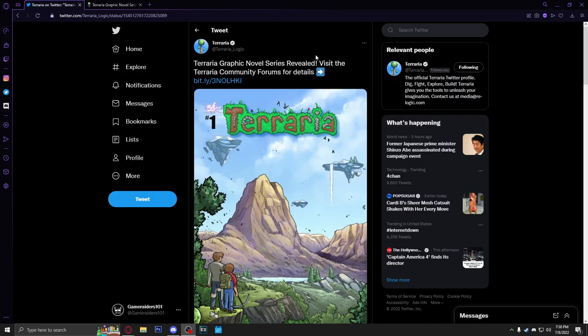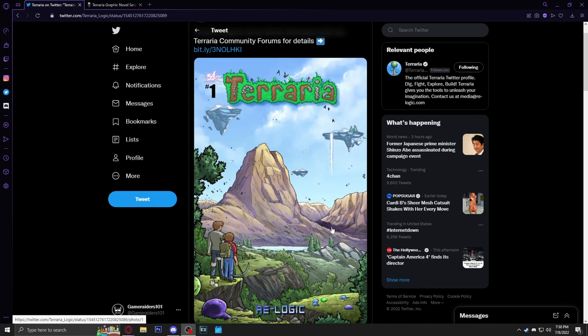The first thing I want to talk about is, hold up, Terraria dropping a manga series? They have a graphic novel series revealed, and this is supposed to be the cover of chapter one, issue one. There's going to be four parts, and each part has four issues, something like that. And this looks cool.